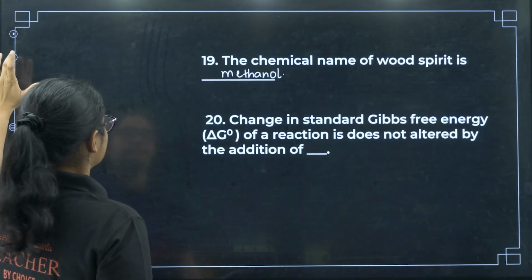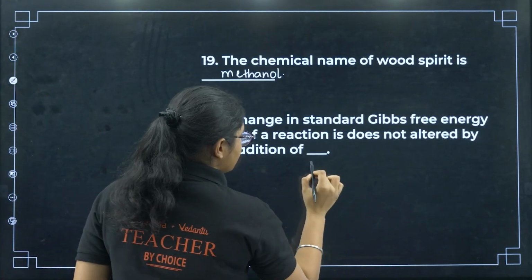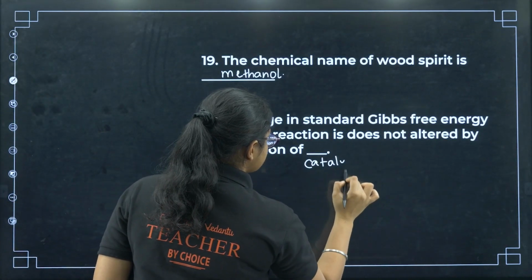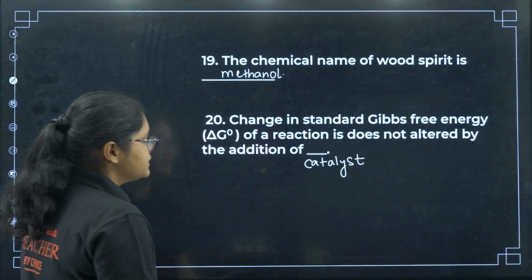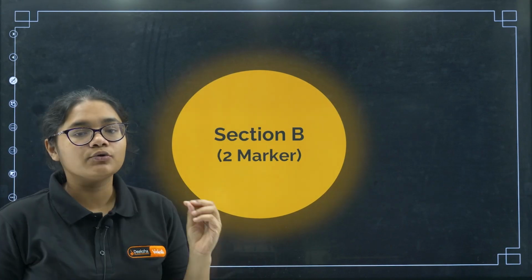Okay, so sorry, if you add a catalyst, then there is no change in the equilibrium constant as well as in the Gibbs free energy, we all know that. So the correct answer is catalyst. Okay. Now we'll go to section B, 2 marker questions.